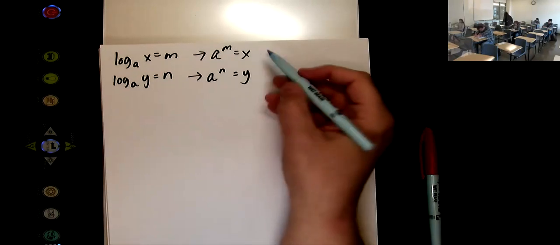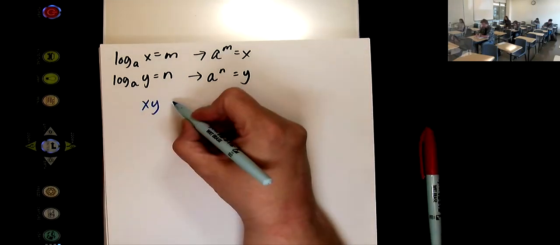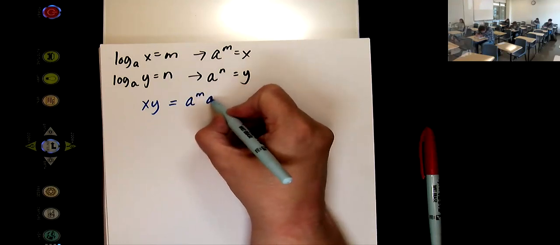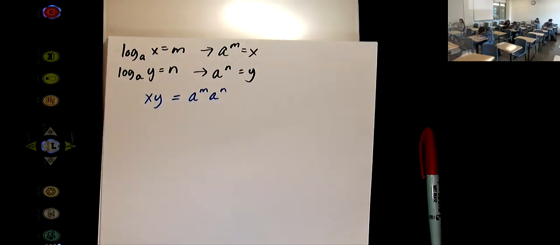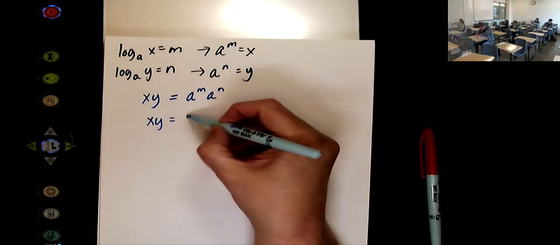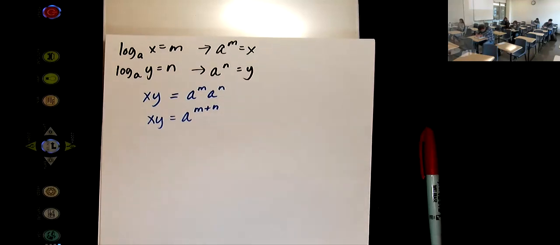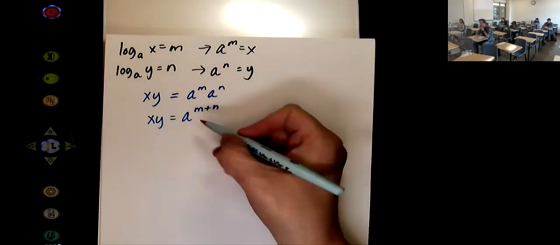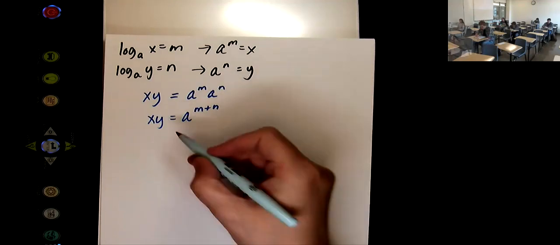What I'm going to do is multiply these together. I'm going to do x times y. x times y equals a to the m times a to the n, and that means I could rewrite that as a to the m plus n. Let's use our log rules and go the other direction. Let's rewrite this in the form of the log equation.